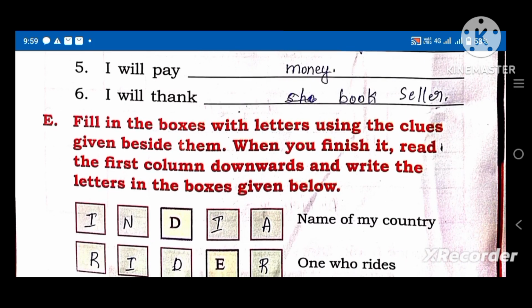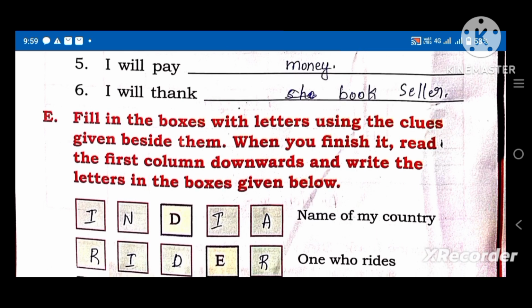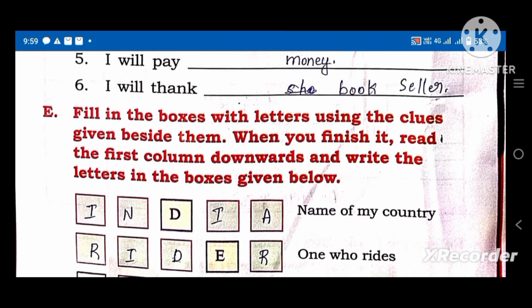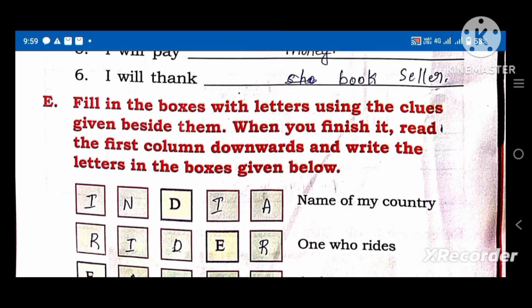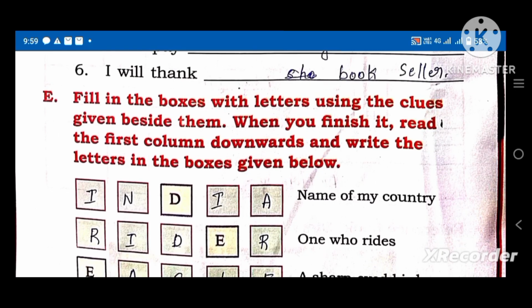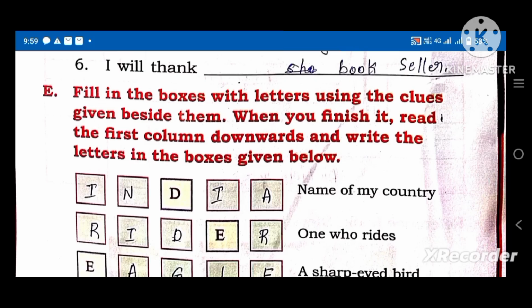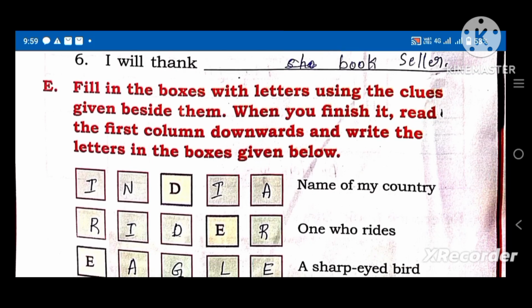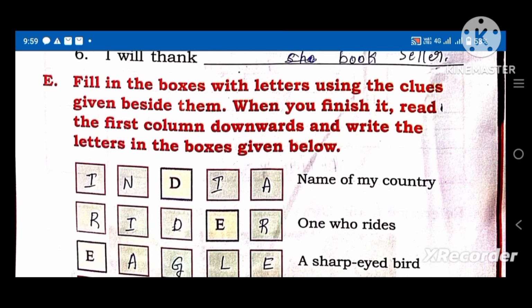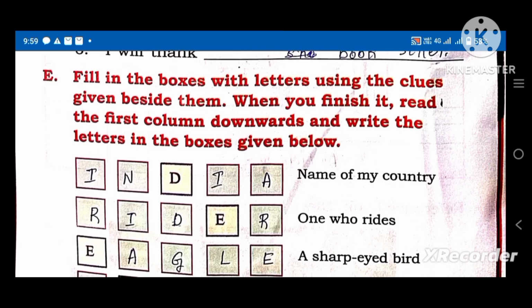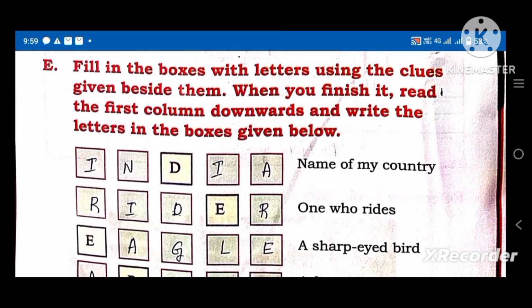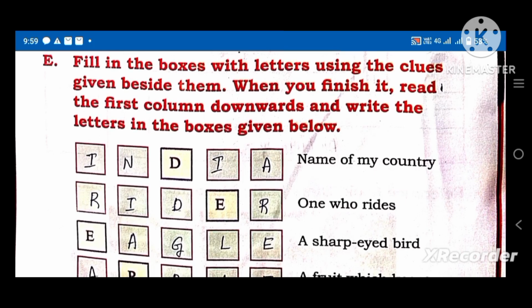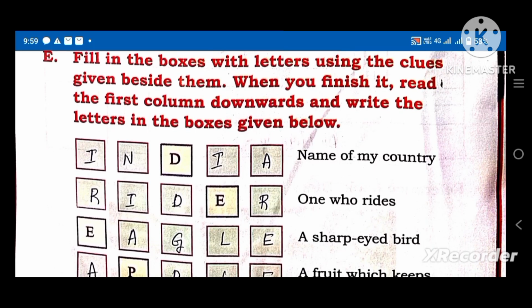Question E. Fill in the boxes with letters using the clues given beside them. When you finish it, read the first column downwards and write the letters in the boxes given below. Name of my country is India. One who rides, rider. A sharp-eyed bird is eagle.